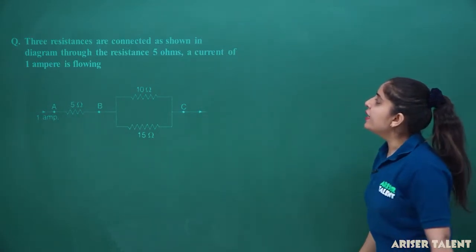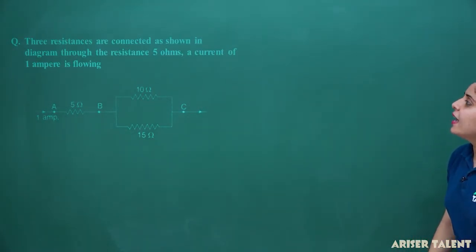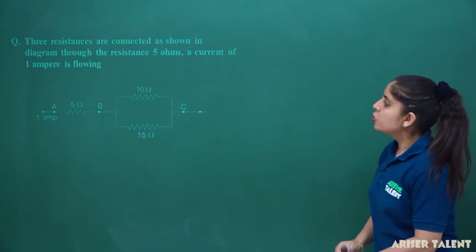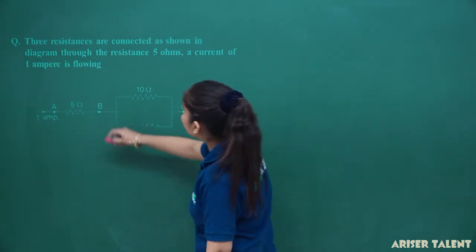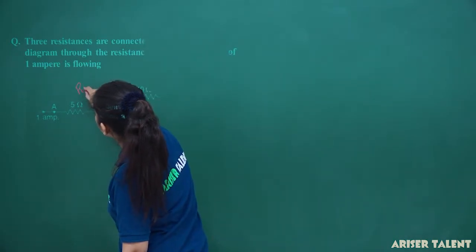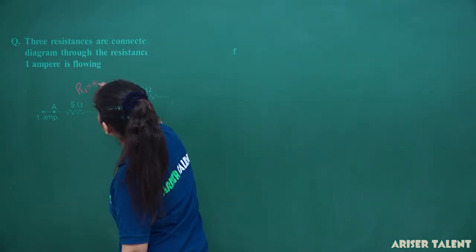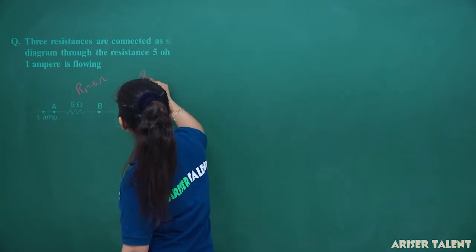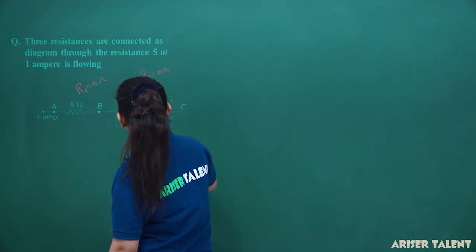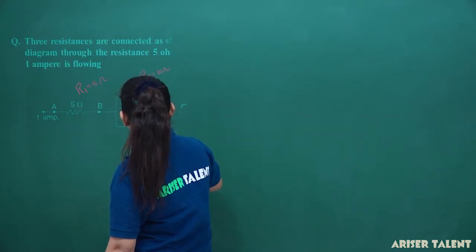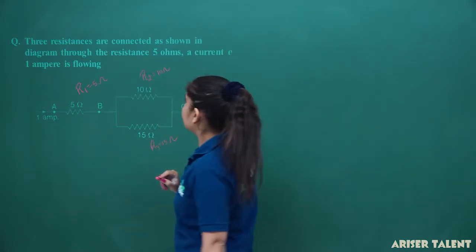Now, three resistances are connected as shown in the diagram. So, these are the three resistances. What is the value of resistance here? This is our R1, 5 ohm. This is our R2, that is 10 ohm. And this is our R3, that is equal to 15 ohm.